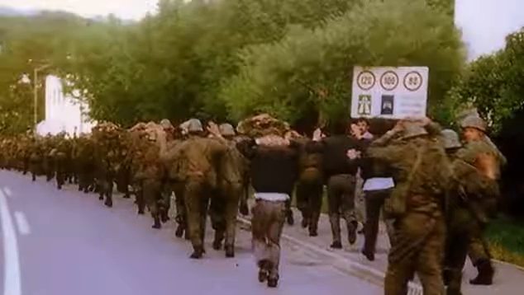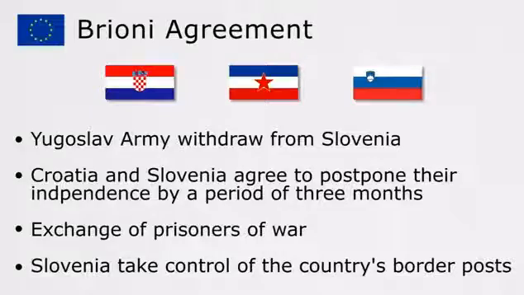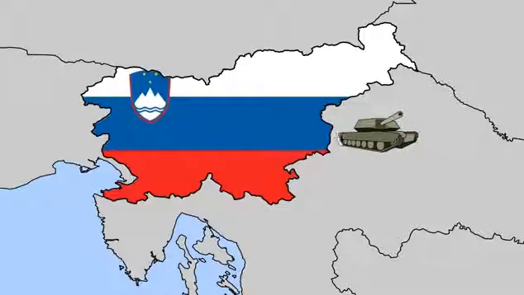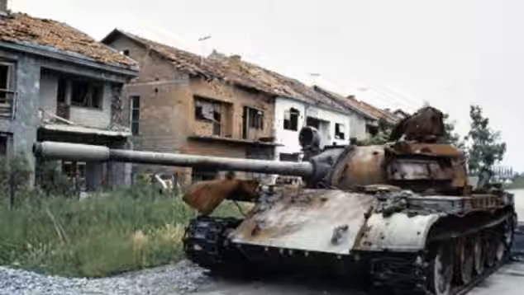After these 10 days of war, under the sponsorship of the European Community, an agreement was signed between Slovenia, Croatia and Yugoslavia. The document sought to open up negotiations between the parties to resolve things peacefully. Yugoslavia withdrew their army, but the agreement did very little to actually stop the fighting.